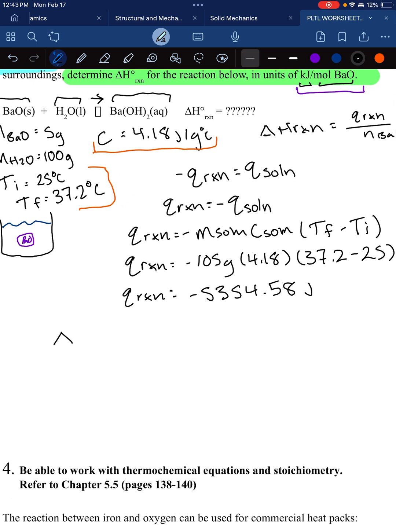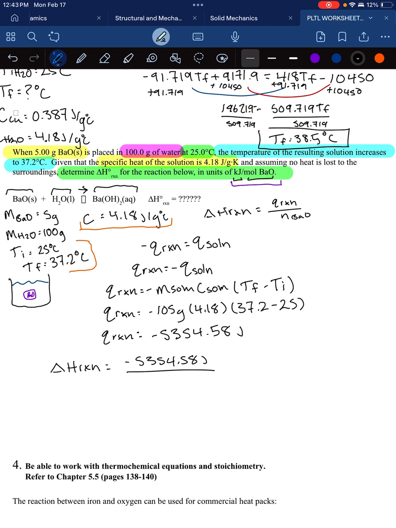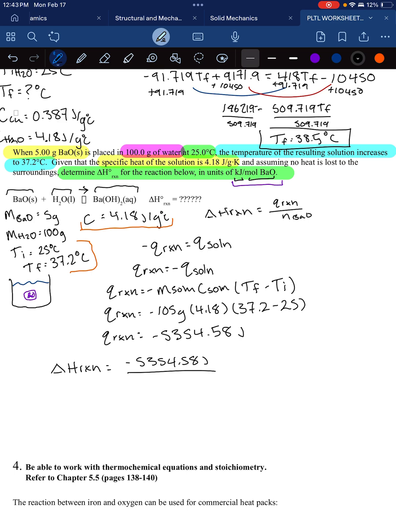So now we have that, but we wanted delta H of the reaction, so we're going to plug in negative 5354.58 joules over the moles of barium oxide. And in this scenario, how many moles of barium oxide do we have? A mistake you could make would be putting 1, because there's 1 mole there. But we're actually given 5 grams of barium oxide. And so we're actually going to need to do some stoichiometry.